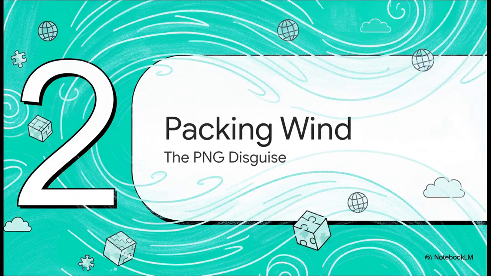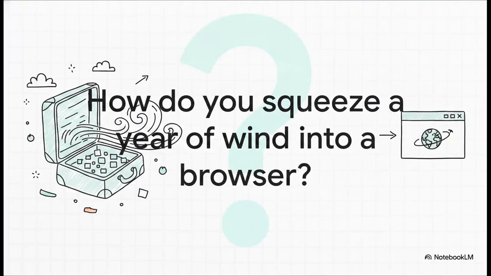So let's move into Section 2, packing wind into pictures, also known as the PNG disguise. We obviously can't send the raw data as is. So the engineers had to find a clever workaround. How do you squeeze a year of wind into a web browser?